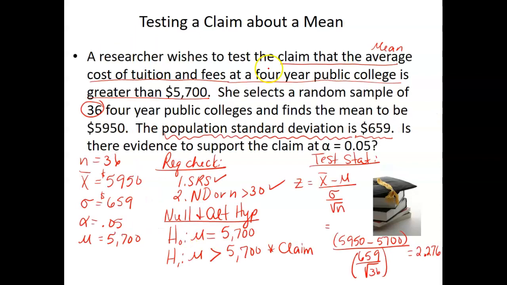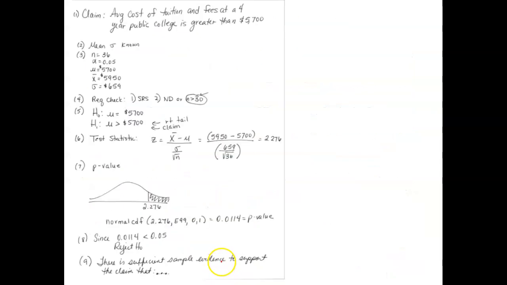Okay, so at this point, I'm going to look back at my null and my alternative, and I see that the claim is in the alternative. So my conclusion was that I'm going to reject the null hypothesis. I'm going to reject that in support of my claim, and that's what my statement is going to read. It's going to say there is sufficient sample evidence to support the claim that the average cost of tuition and fees at a four-year public college is greater than $5,700.